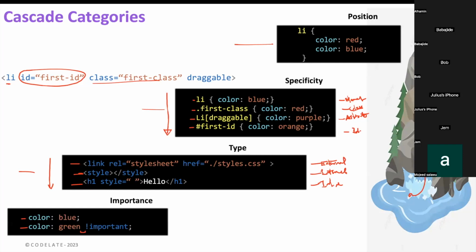Then we talked about importance, which I call the cheat code, because this one would override all the previous methods, regardless of their position, regardless of specificity or type. We use this most of the time when we're not able to figure out what is wrong with our styling and we need something to work quickly. It's not the best, but it solves the problem whenever we need it. And we also said that their order of precedence increases from top to bottom.